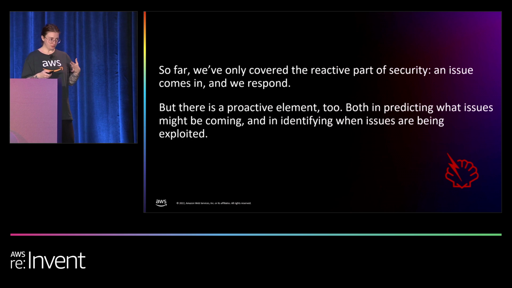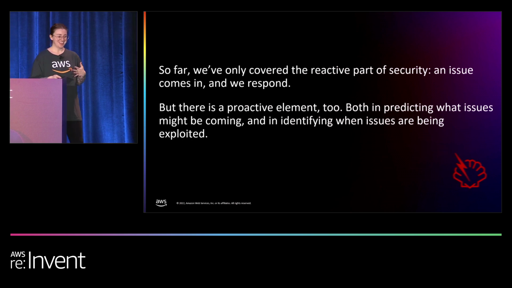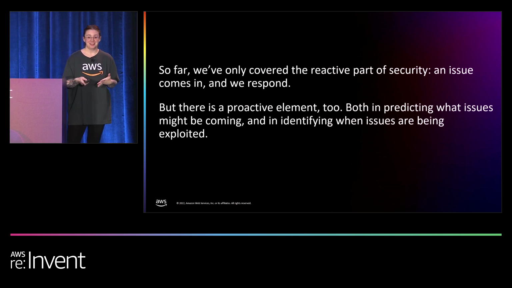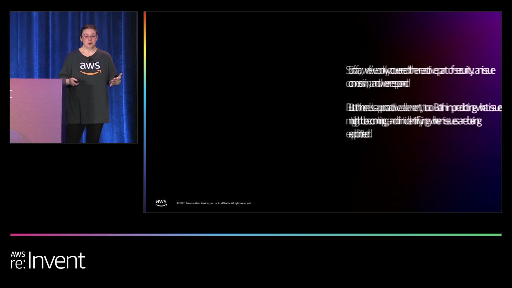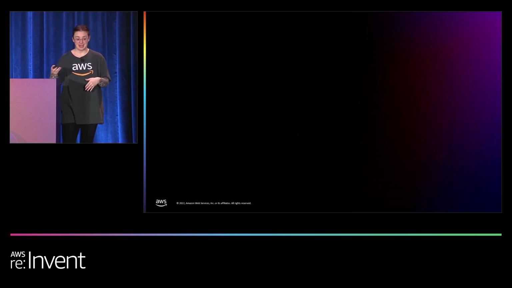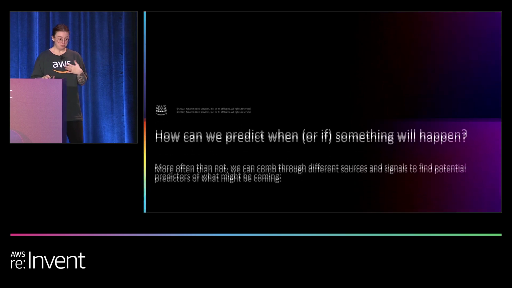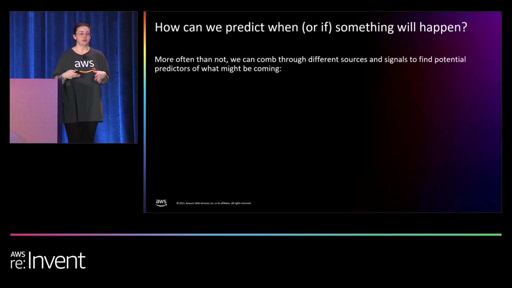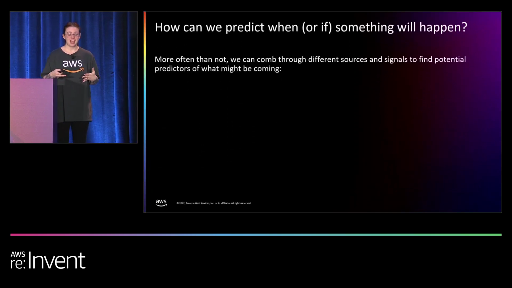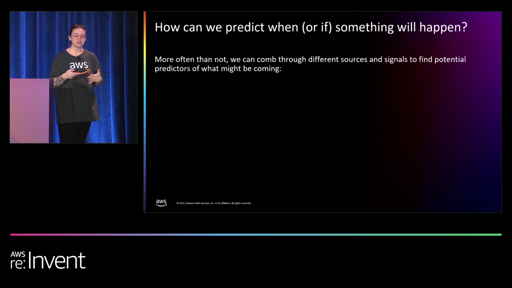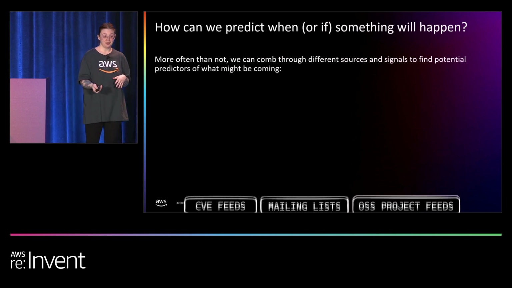And the reactive part, I think, is often what's interesting. That's the event part. That's how, how did AWS handle Log4Shell? But there is a proactive element too, because that proactive element is how we don't do this more often. I had fun responding to Log4j, but I'm not sure everyone wants to do that every week. So the proactive element is just as important. So can we predict when something can happen?